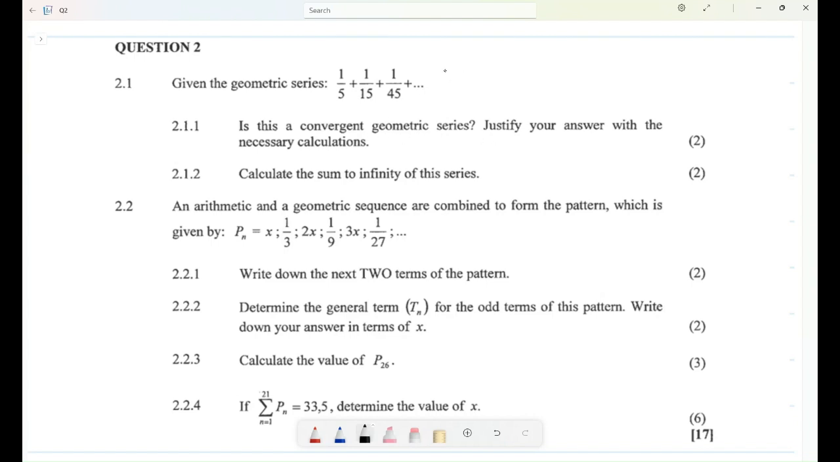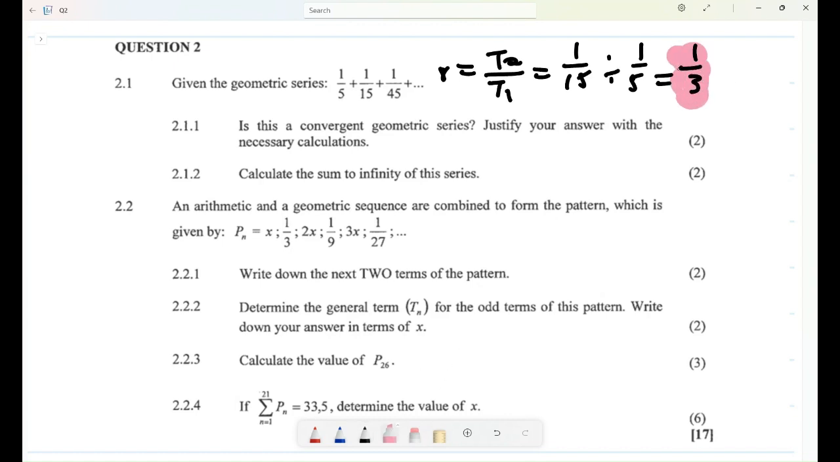Now let's check, how do we find r? It is term number 2 divided by term number 1, which is 1/15 divided by 1/5. When you take this on your calculator, you get that your answer is 1/3, right? So this is the value of r.